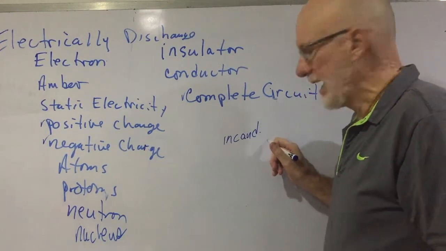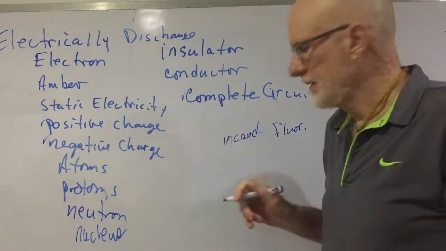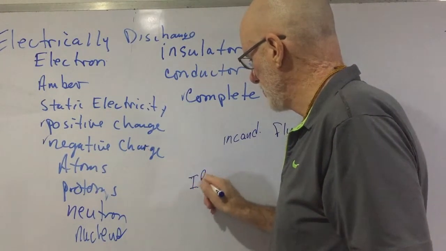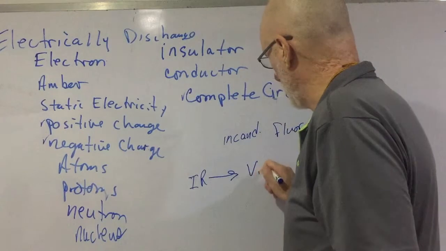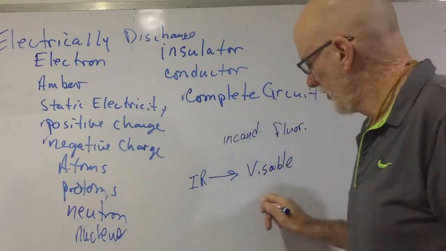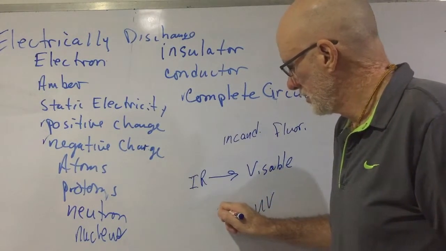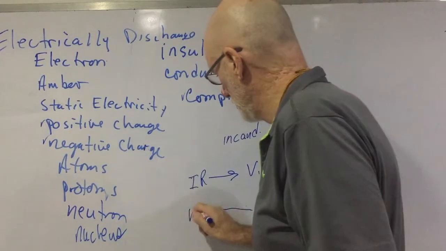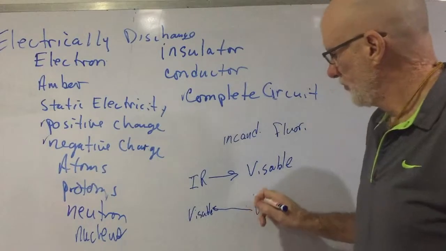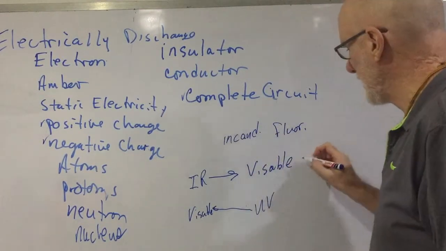Incandescent and fluorescent. I'll start you off. Fluorescent. Now, when you have infrared, which is heat, infrared to visible, and then you have ultraviolet to visible. That's fluorescent. Yes? So look up, how do you spell incandescent?